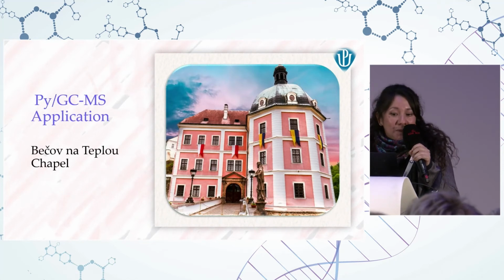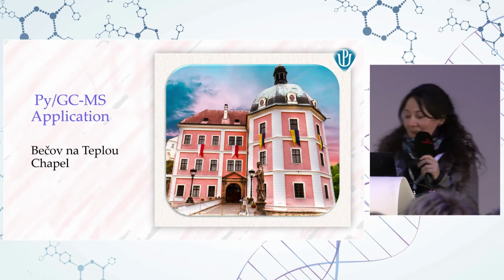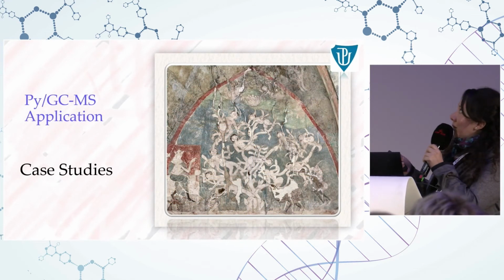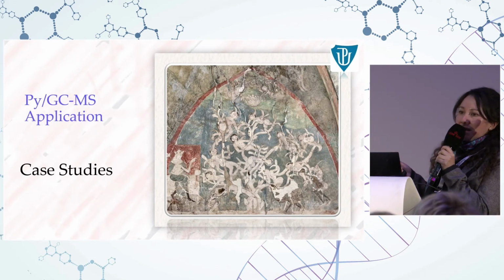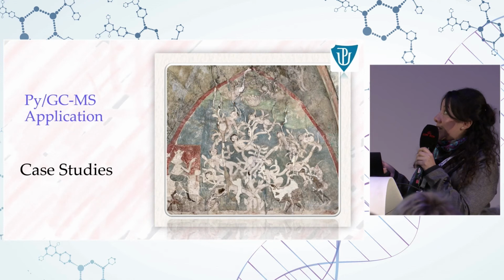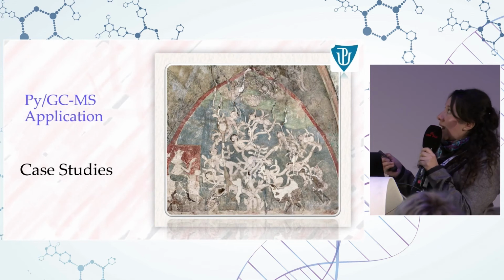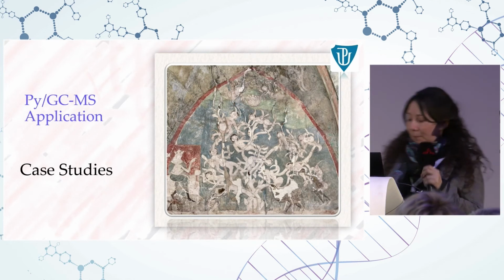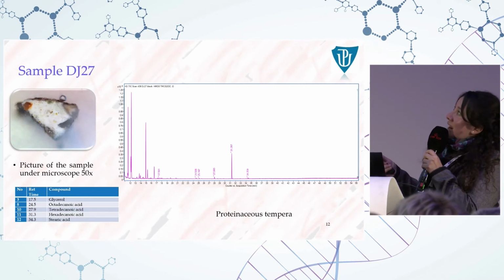So this will be the presentation about the Bechov Teplow murals that are in the chapel of Bechov Castle. As you see, this is a mural painting, and I don't know if you see it, but the finishing is not quite the one that you would be expecting for a fresco painting. This has some sort of glossy finish, so the curators imagined that this was a secco. A secco means that there is some organic binder there.